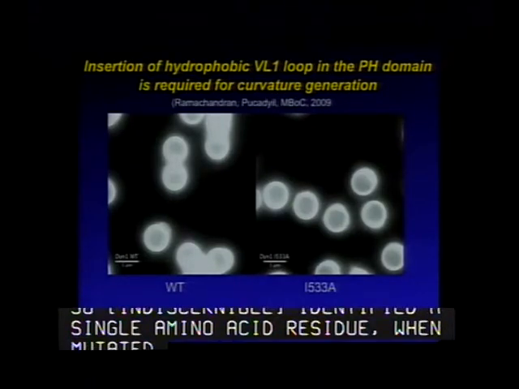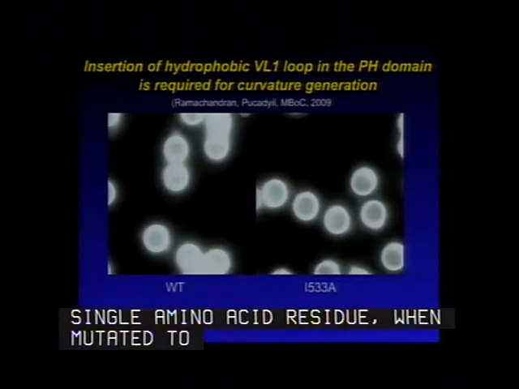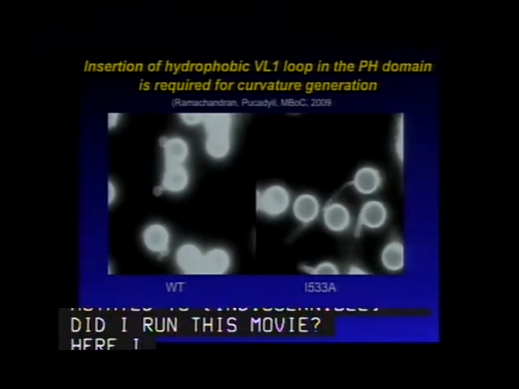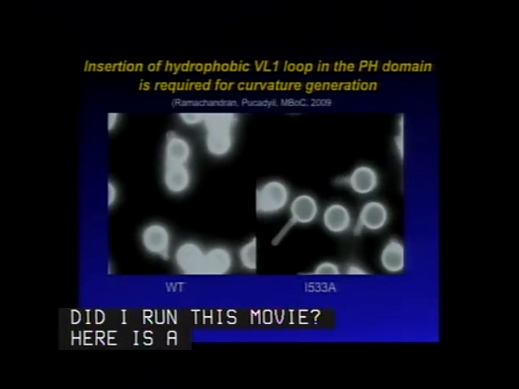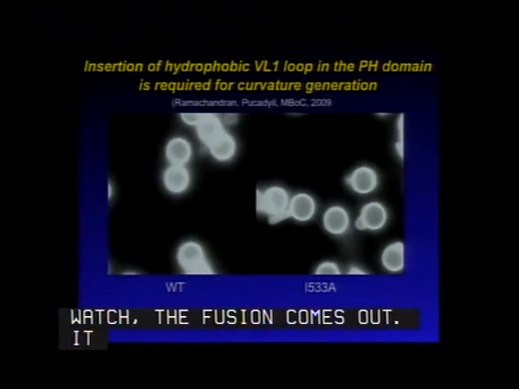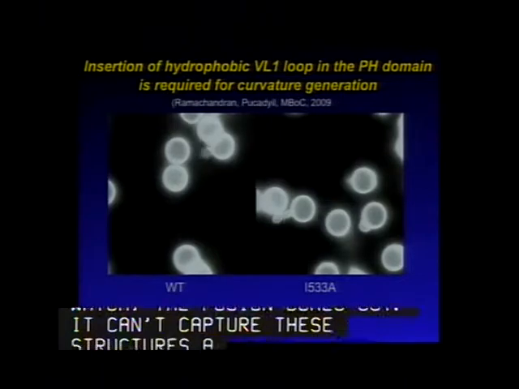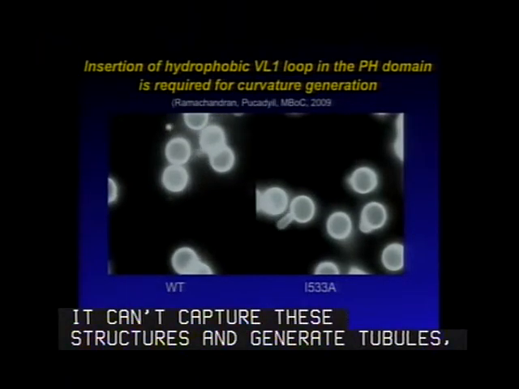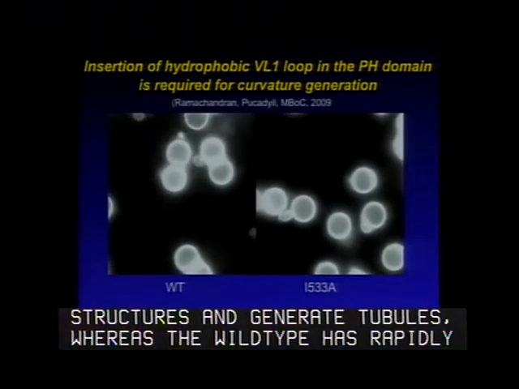So did I run this movie yet? There you go. So here's a wild type. I want you to watch the fusion comes out, and this one point mutation can't capture these structures and generate tubules, whereas the wild type has rapidly captured and is now pinching off vesicles.